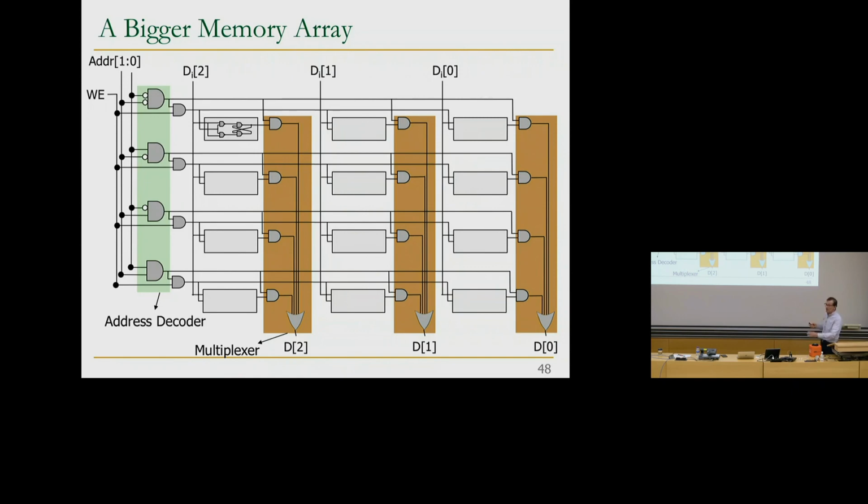If you want to be able to input another address at the same time, you need to replicate all of the circuitry to ensure that you can independently read from some other location at the same time, which means that you need to have another set of address decoders, another set of word lines, and another set of multiplexers like this. And they need to be controlled independently from each other.